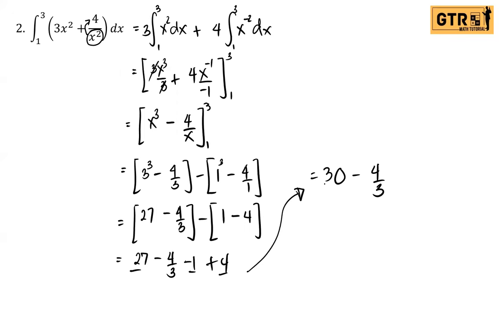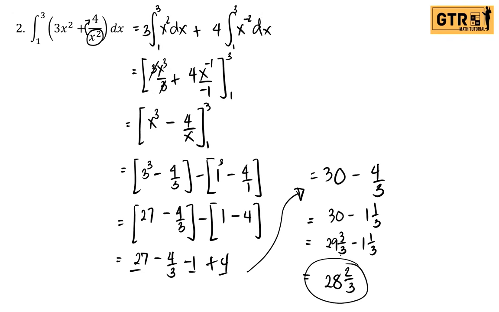Our answer can be a whole number, mixed number, or improper fraction. It's better if it is a mixed number. So we have 30 minus 4 over 3. 4 over 3 is 1 and 1/3, so 30 minus 1 and 1/3. Change 30 to 29 and 3 over 3, minus 1 and 1/3. Therefore, the final answer is 29 minus 1, that is equal to 28, and 3/3 minus 1/3 is equal to 2/3. So the answer is 28 and 2/3.